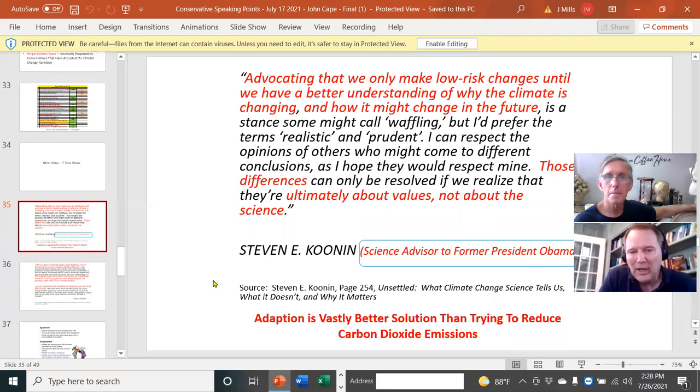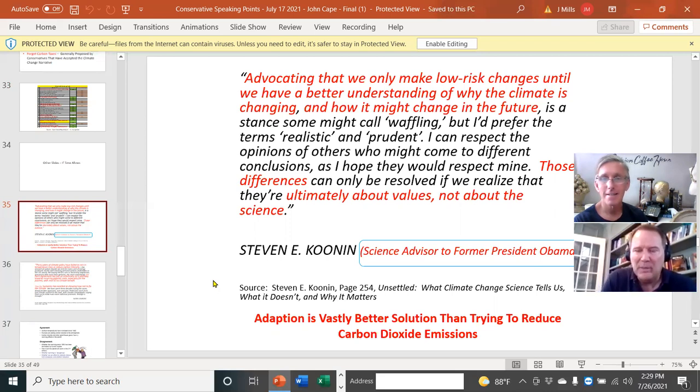So I'm going to talk about the red stuff I show on this slide here: advocating that we only make low-risk changes until we have a better understanding of why the climate is changing and how it might change in the future is a stance some might call waffling, but I prefer the terms realistic and prudent. I can respect the opinions of others who might come to different conclusions, as I hope they would respect mine. Those differences can only be resolved if we realize they are ultimately about values, not about the science. Now, the name of this book is basically Unsettled.